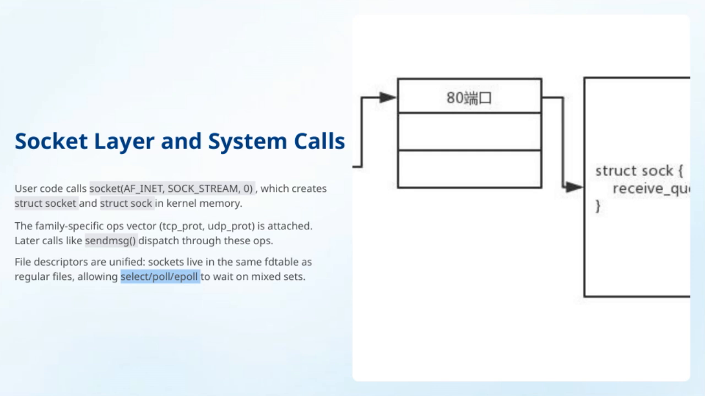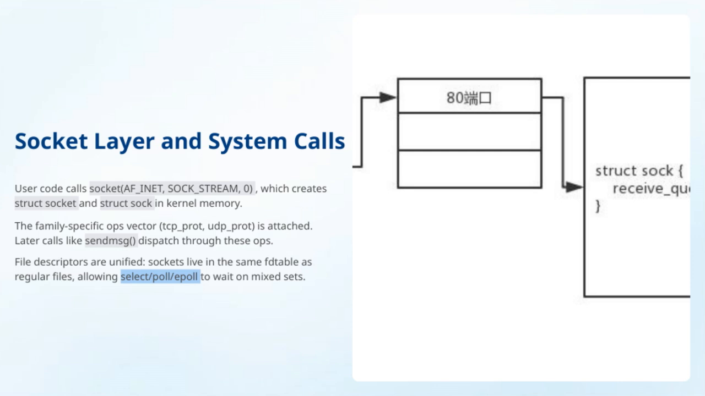Next, I want to highlight the family-specific operations vector, such as tcp_prot and udp_prot. These are attached to each socket, and they define the protocol-specific behaviors. When higher-level calls like sendmsg are made, they dispatch through these ops, ensuring the correct protocol handling. Finally, when user code calls socket with parameters like AF_INET and SOCK_STREAM, the kernel responds by creating a struct socket and a struct sock in kernel memory.